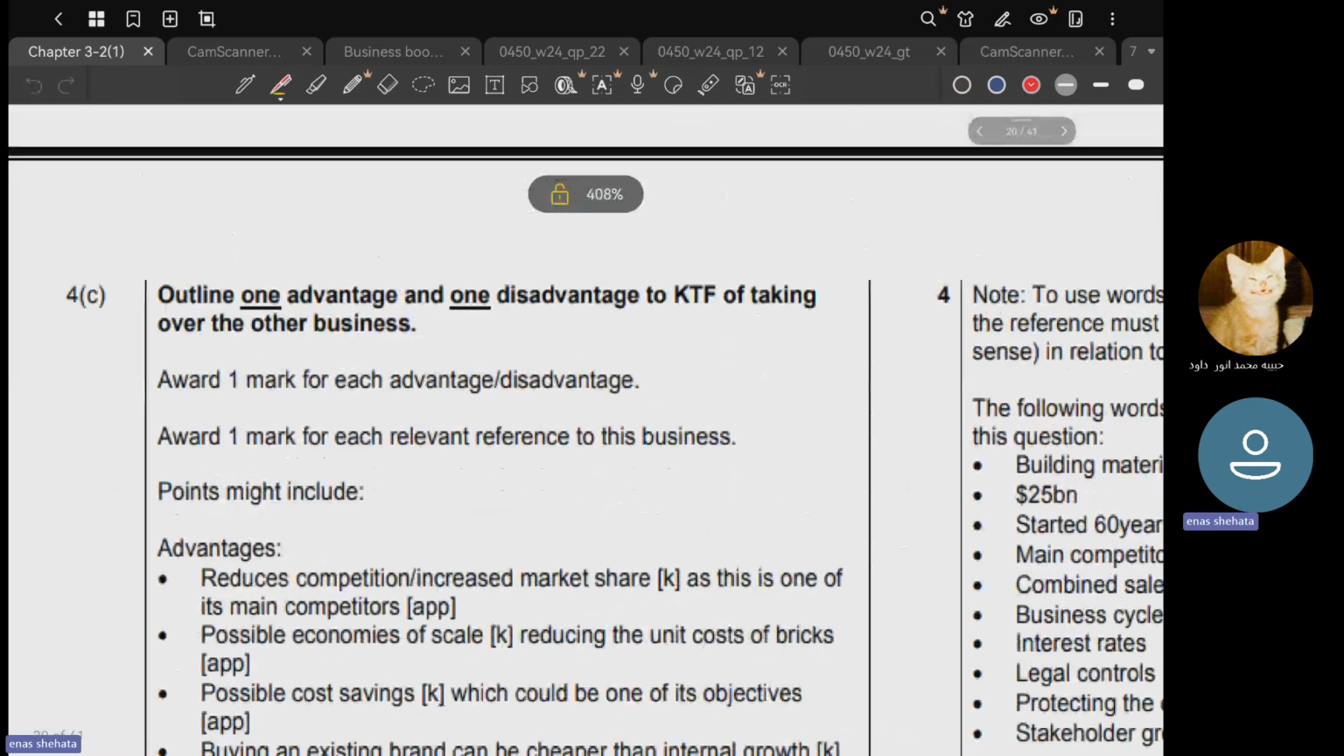Reduce number of competitors. Reduce number of competitors or increase market share. This is knowledge, as this is one of its main competitors.